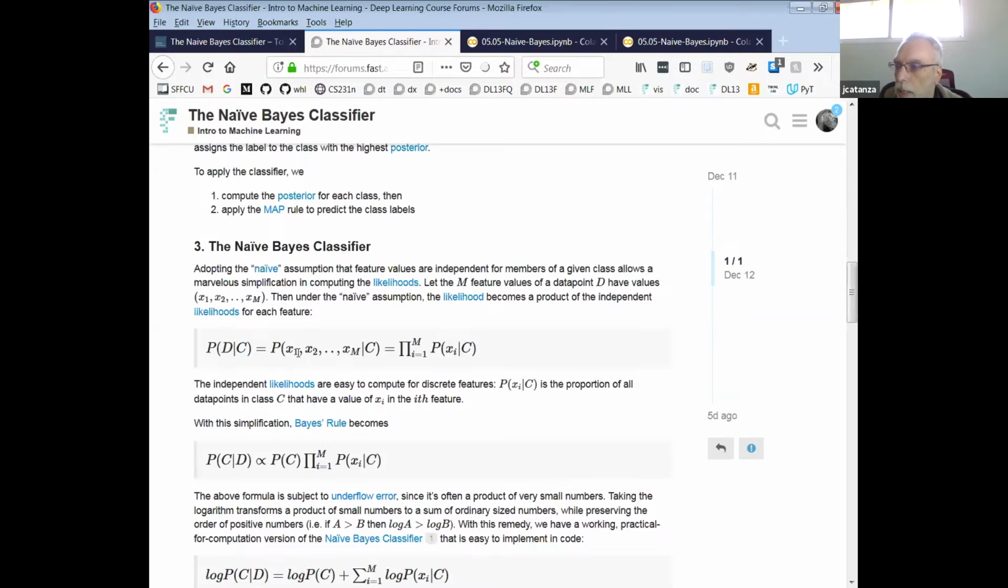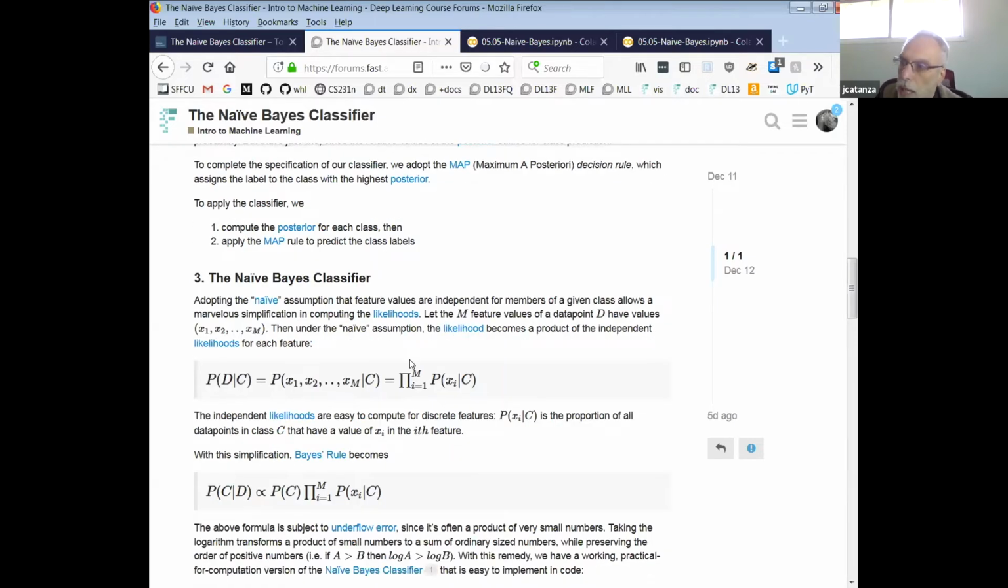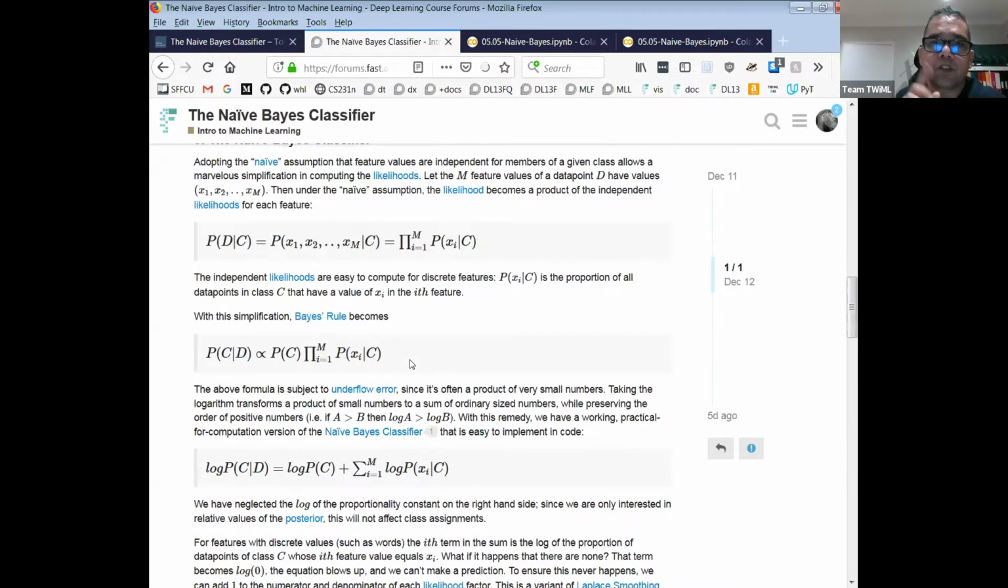So the naive assumption turns that likelihood into a product. And I neglect the denominator, I just treat it as a proportionality constant. Then I have this proportionality here. And the comment here is that these likelihoods can sometimes be small, and if you have a product of many.